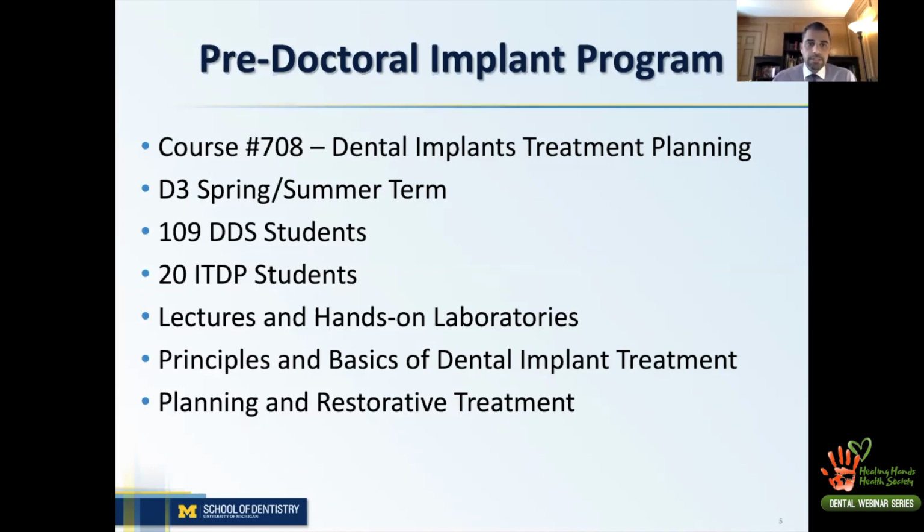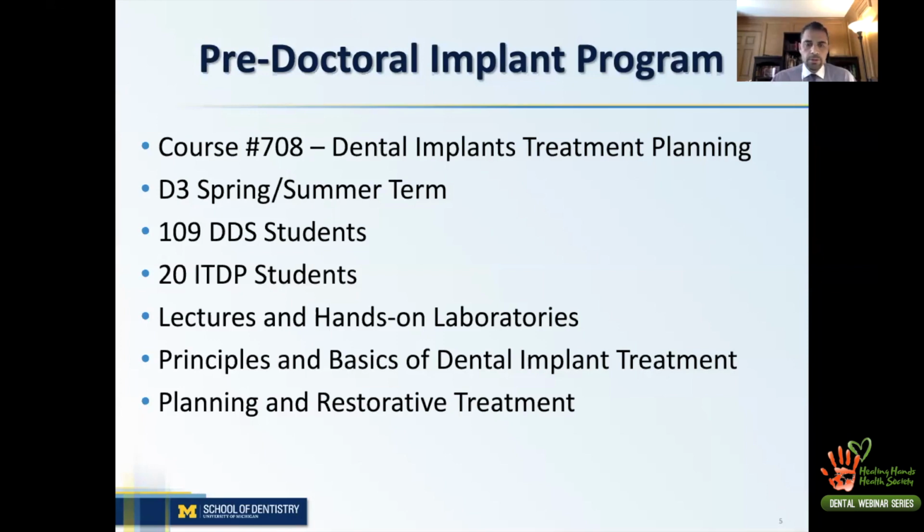We have 109 third year dental students every year, as well as 20 internationally trained dentists that are enrolled in the program. Our dental school has a program called the Internationally Trained Dental Program that accepts 20 internationally trained dentists so that they can get enrolled in a 2.5-year program that will grant them a DDS from the University of Michigan at the completion of the program.